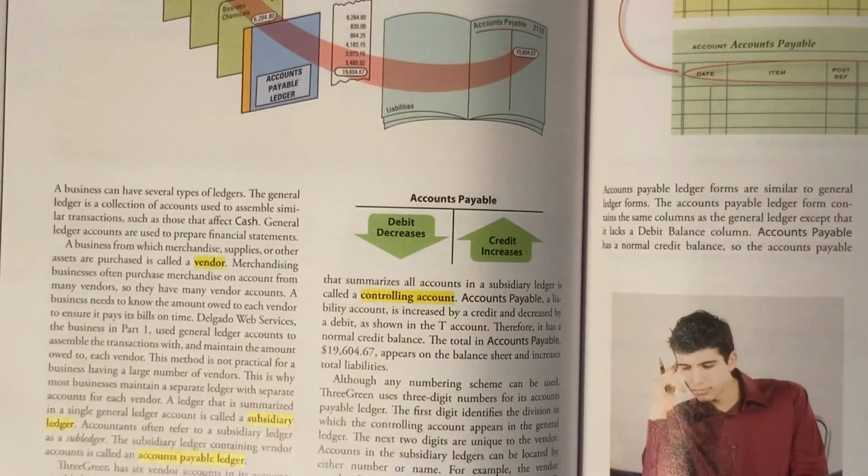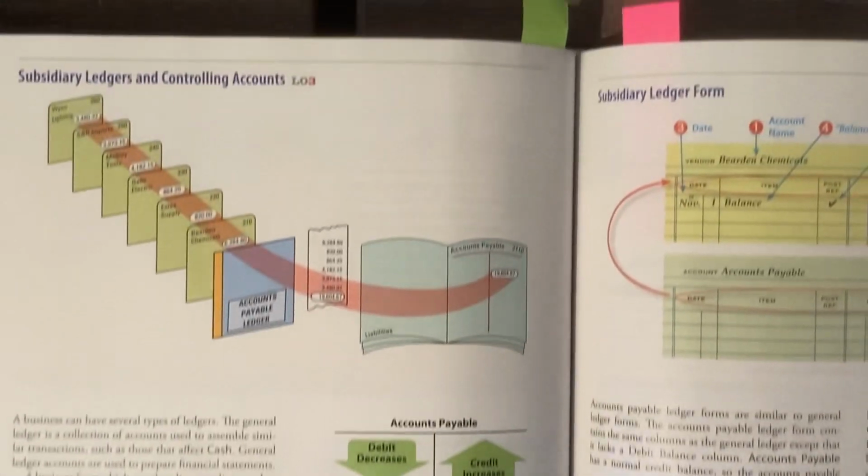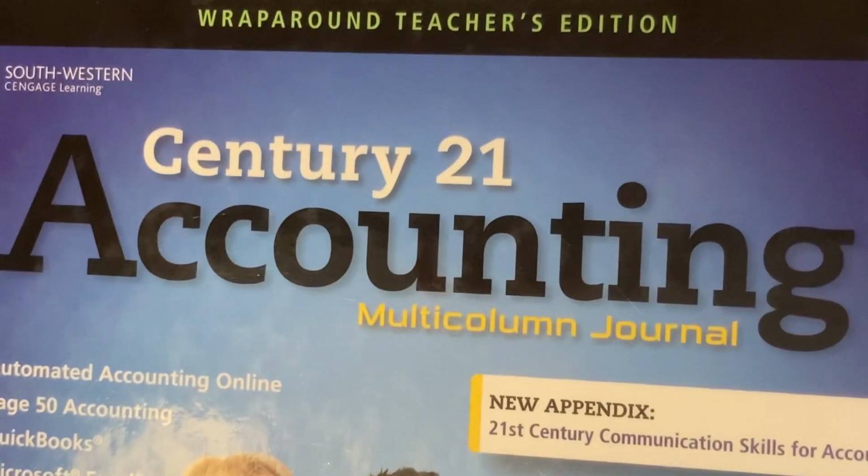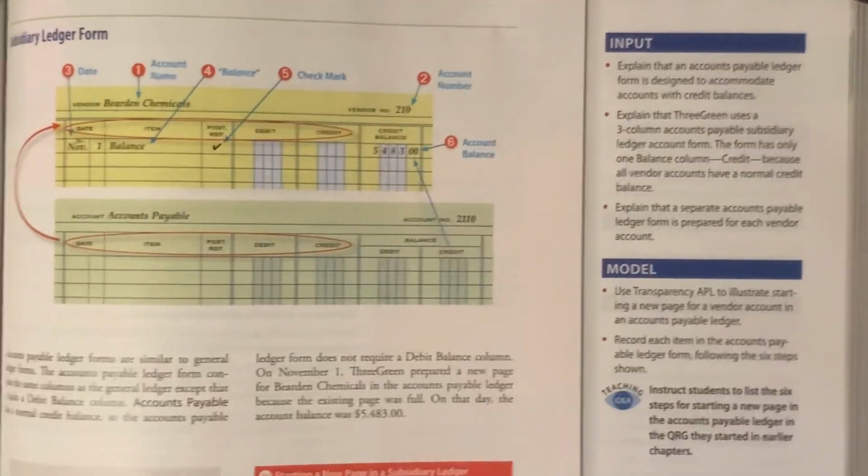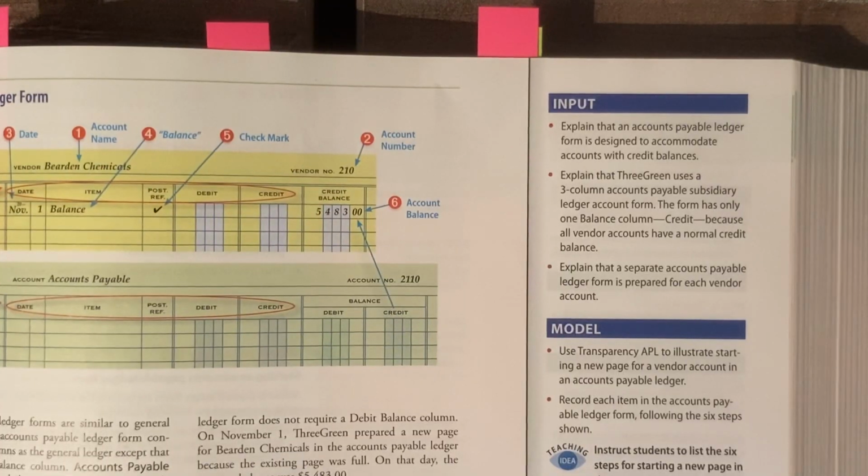Okay guys, I'm going to pick right back up where I left off with talking about subsidiary ledgers and controlling accounts. All the information is taken from the Century 21 accounting book written by Cengage. So let me get situated here.